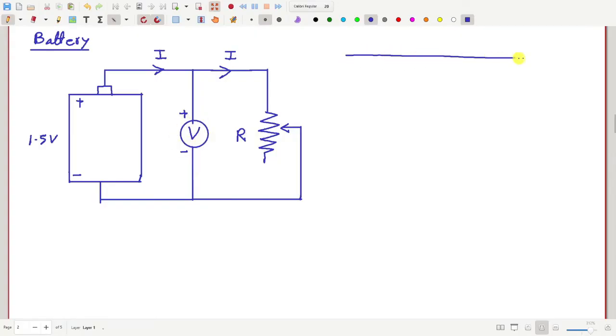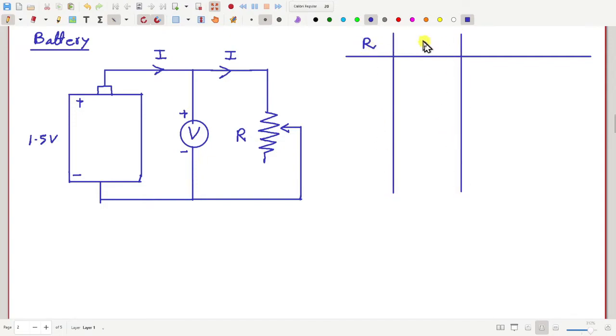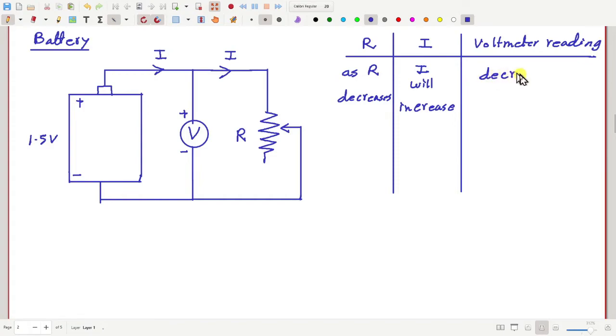suppose I make a table, R versus I versus voltmeter reading. What we shall see is that as R decreases, then definitely the current will increase, but we shall see the voltmeter reading decreases gradually.